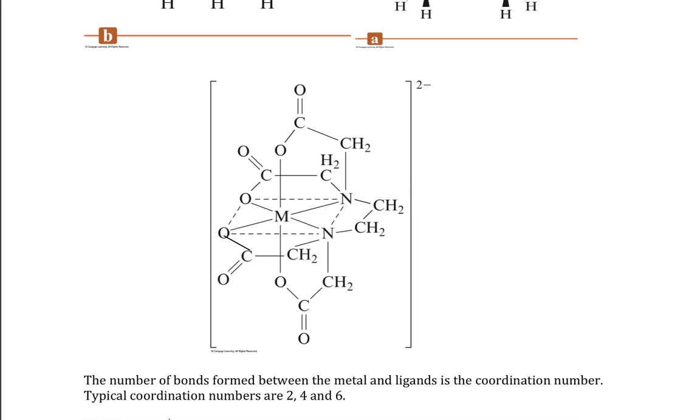The number of bonds formed between the metal and the ligands is the coordination number. Common coordination numbers are 2, 4, and 6. So ethylene diamine, just one ligand, would have a coordination number around a metal of 6 if it were the only ligand attached to the metal. So the coordination number is the total number of those covalent bonds to the metal. And again, common numbers are 2, 4, and 6.